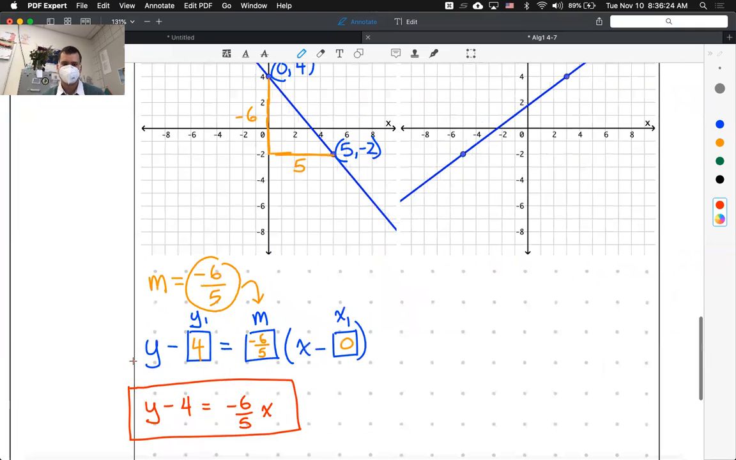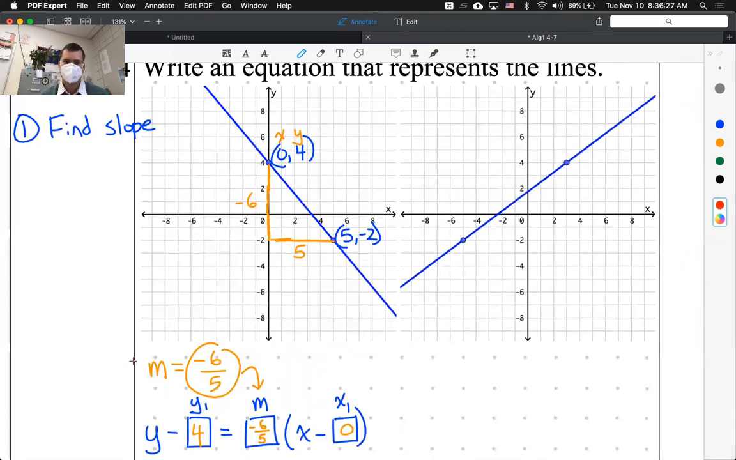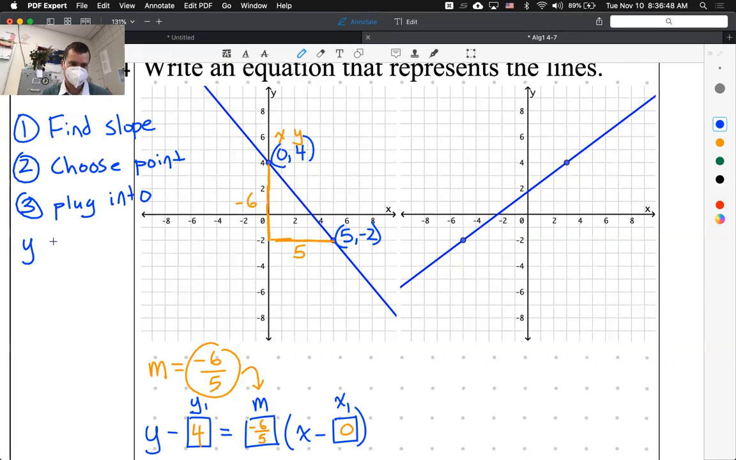Let's try another one. First step, find the slope. I guess I can write out the other 2 steps because there's not that many more. Second step, choose a point. And third step, plug into that form, which is y minus box is equal to box times x minus box.